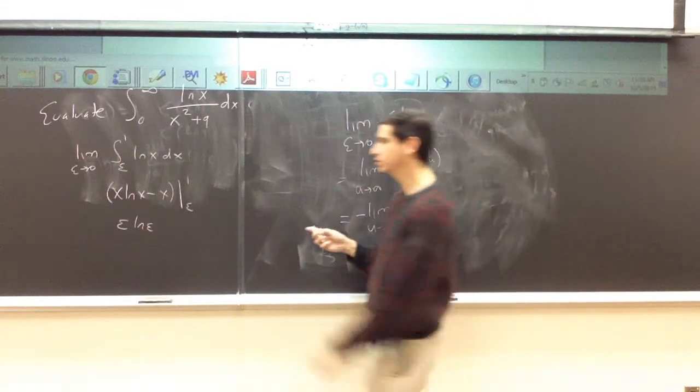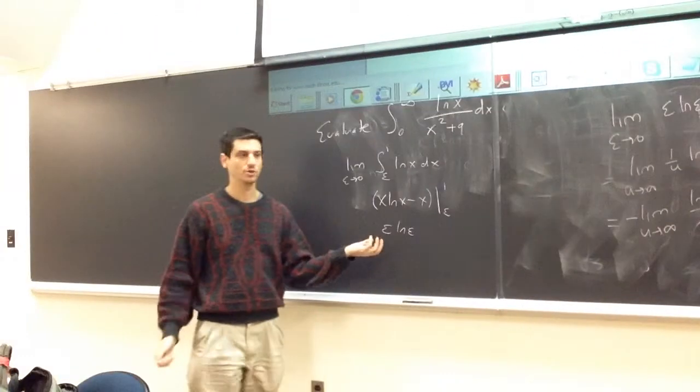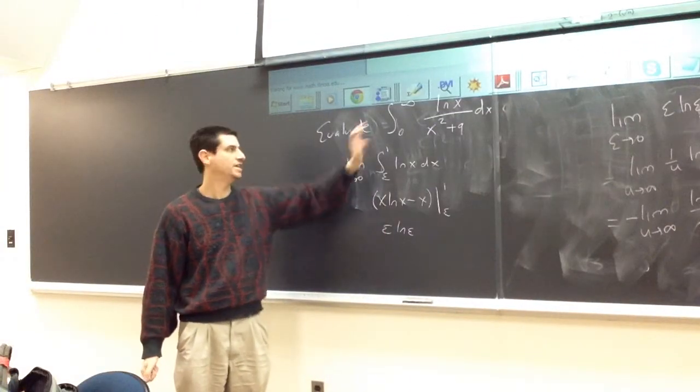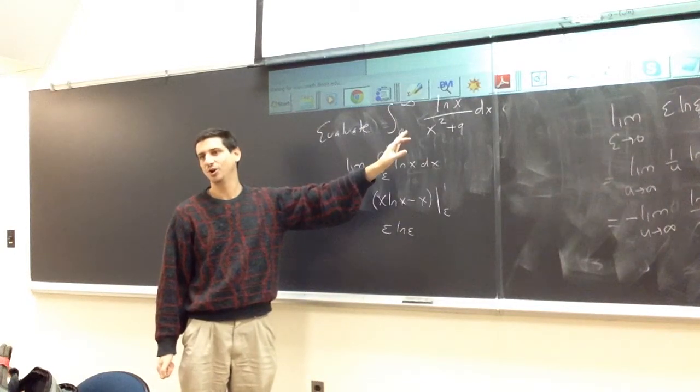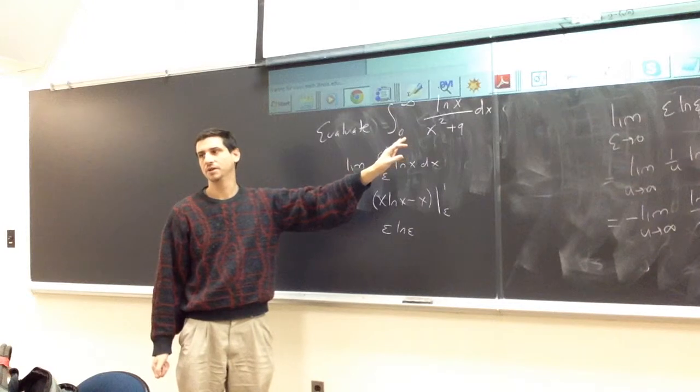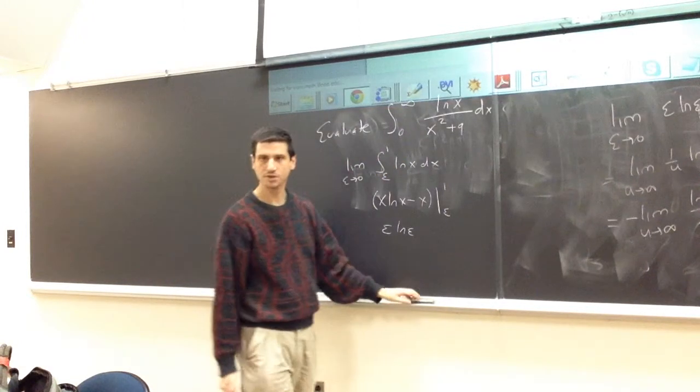So what does this mean that this is going to go to 0? This means the epsilon log epsilon piece goes to 0. This means the integral is well defined. This means this problem is well defined. You don't need to do this on an exam, but it's just good to know that it's well defined.